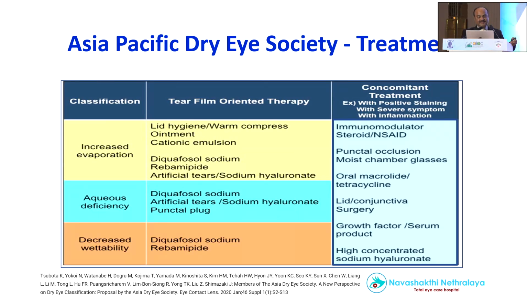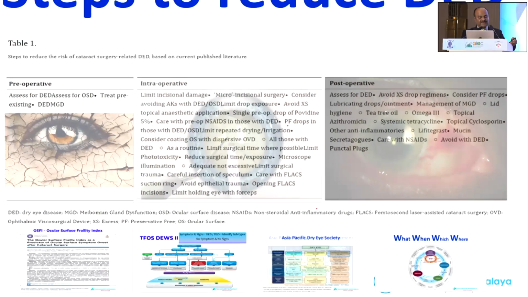Summing up the treatment, use not just lubricating drops but also immune modulators, steroids, and NSAIDs, and go aggressively with punctal occlusion, which many of us are not doing nowadays, but it's very good. If need be, if it is a meibomian gland problem, use tetracyclines or macrolides.